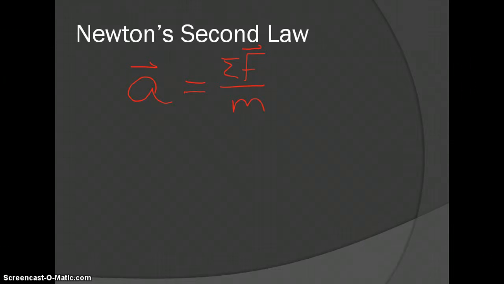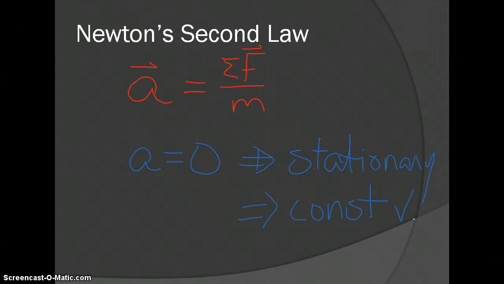So if we looked at this for the case where the acceleration is equal to 0, what we would end up with is either an object that is stationary, which is the case where it is not moving at all, it's staying at rest, or the object is moving with a constant velocity. That means that it's staying in motion, same motion as before. So Newton's first law is a special case of Newton's second law.